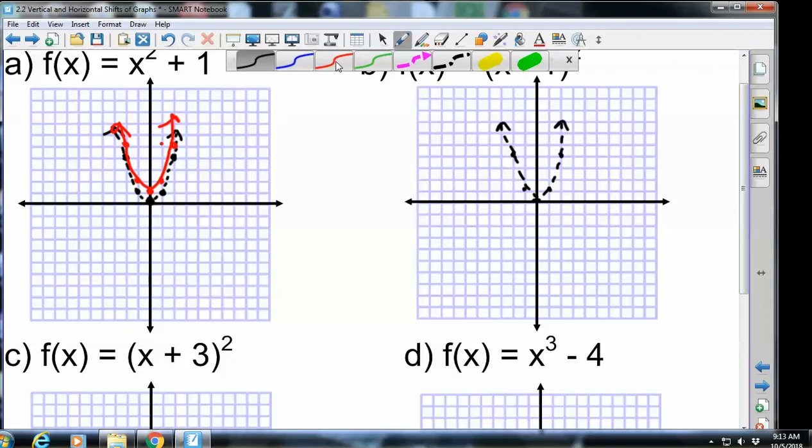Now, what's going to happen this time? In the parentheses, that's right. It's inside, it's attached to x, so it does the opposite of what we think. It'll go right one. Very good. Okay, next up, number 12 is Dalton.